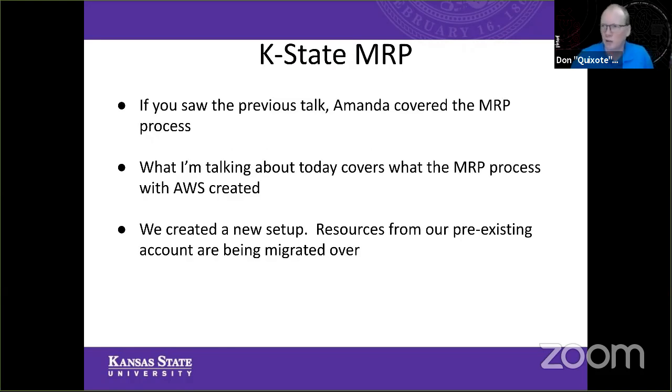So the K-State MRP: if you saw the previous talk, Amanda covered the MRP process that we went through. What I'm talking about today covers what the MRP process with AWS created. We created new accounts with a new structure. We did have a previous structure as well, but we're going to be moving that stuff over and migrating it, and we have been doing that instead of trying to upgrade our current account into that structure. We just created something new and migrated the old stuff in.